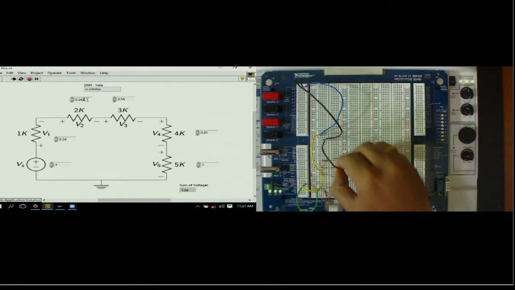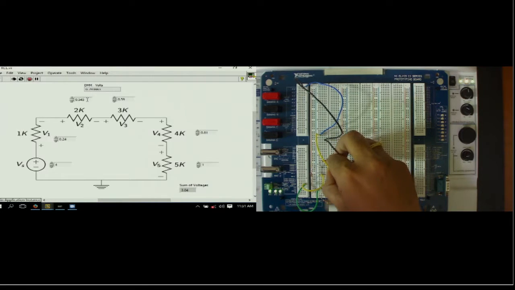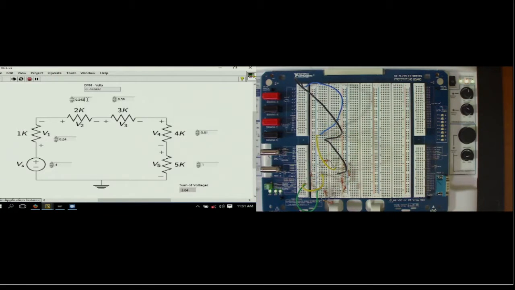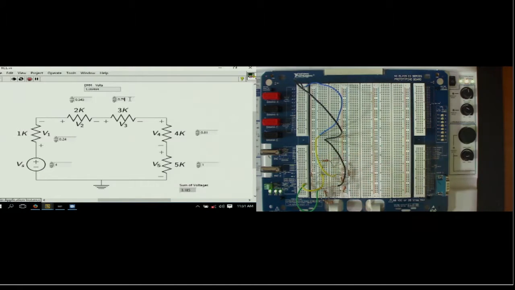Now we'll measure V3. And it is coming out to be 0.79. Similarly, we'll measure V4 by changing the DMM wires as shown. So we'll find the voltage drop across the 4 kilo ohm resistance to be 1.09.